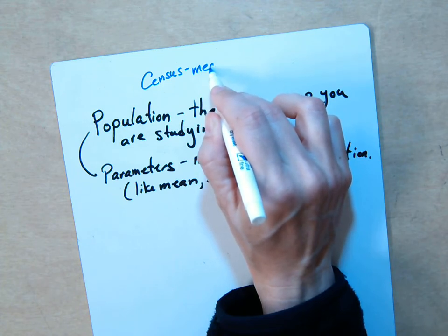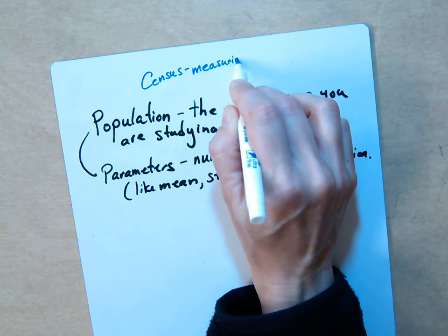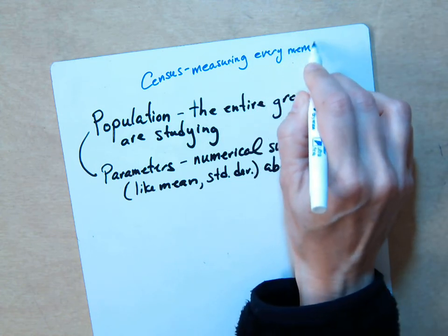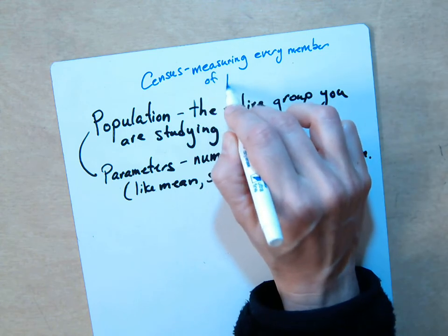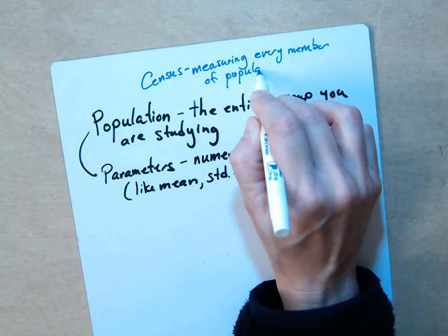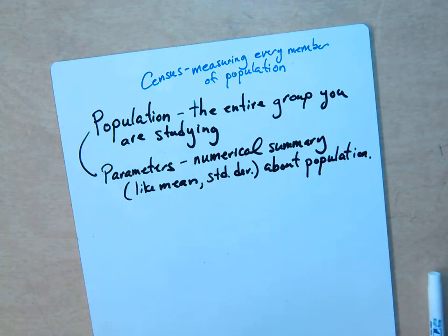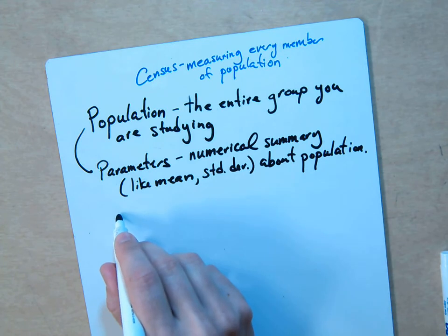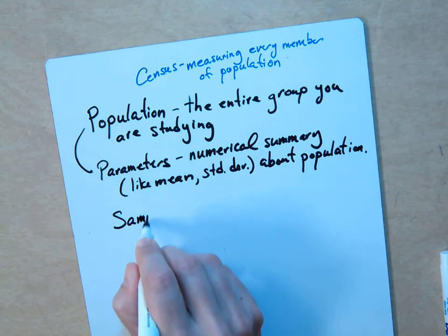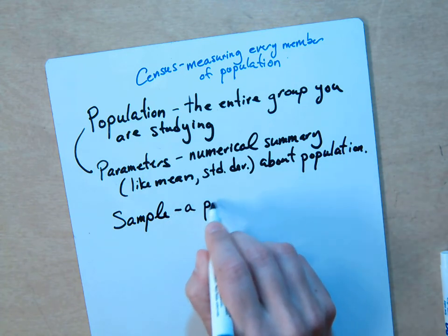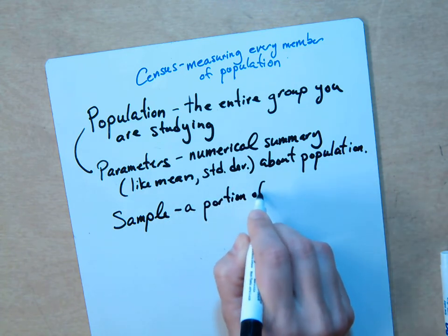And there's one that happens in the US, I believe every 10 years, measuring every member of the population. But to do that, it's very costly and time consuming, so we can't always measure every member of the population. So what we do in statistics is we take a sample. So sample out of the population. So a sample is a portion of the population.